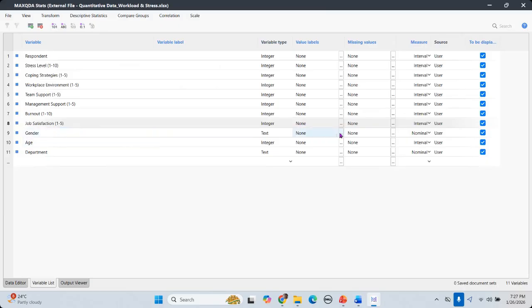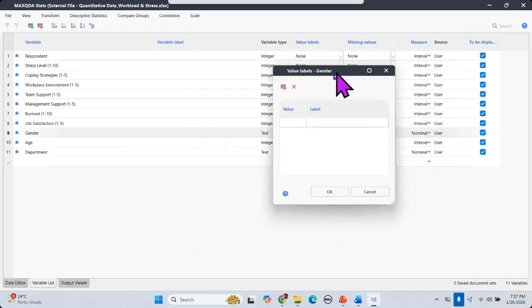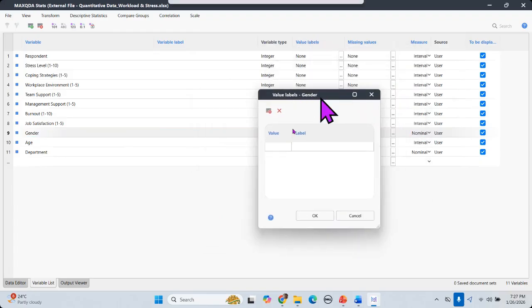Now, let's take for example, let me go with 1 or 2. Gender, I want to code it. How to code it? Just click on values in the gender variable. Come to the value labels. You can see there are 3 dots. Just click on it. The moment I click on the 3 dots, I get the value labels window. Now here I'm going to give 1 for male, 2 for female. Now it depends on the number of responses that you have.